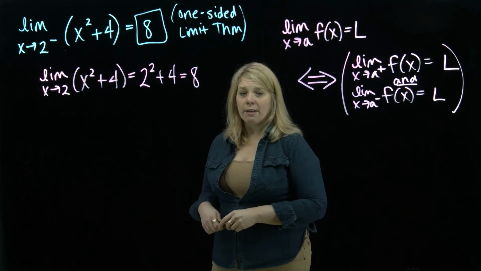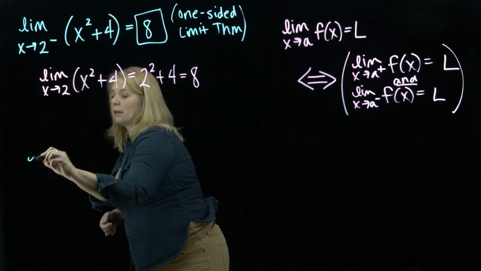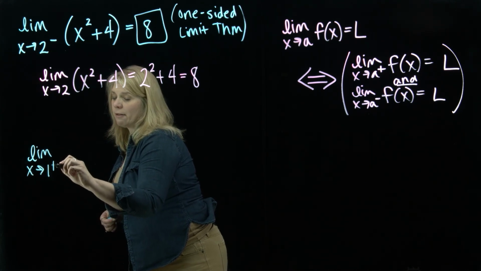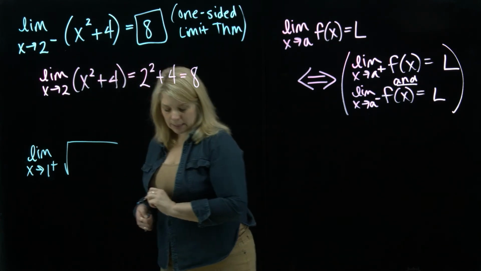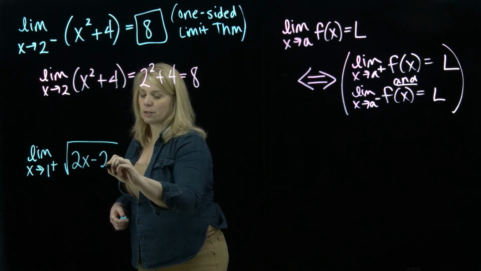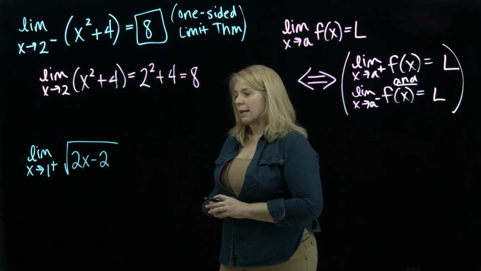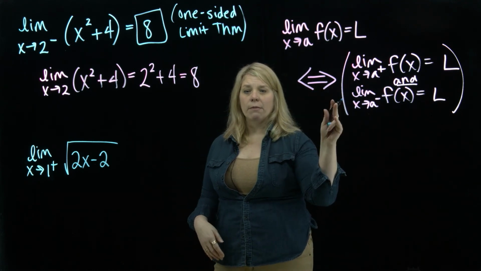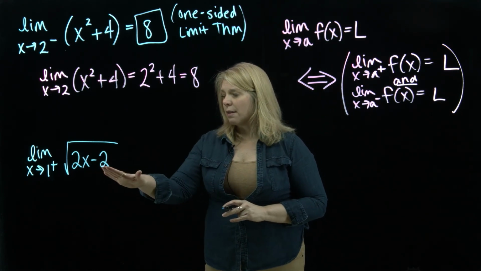Okay, so we're going to look at another limit problem here, a little bit more difficult. We're going to this time let x approach 1 from the right, and we're going to look at a square root function, the square root of 2x minus 2. So at first glance, you might think about just trying to use this same theorem that we used for this last problem on this one.